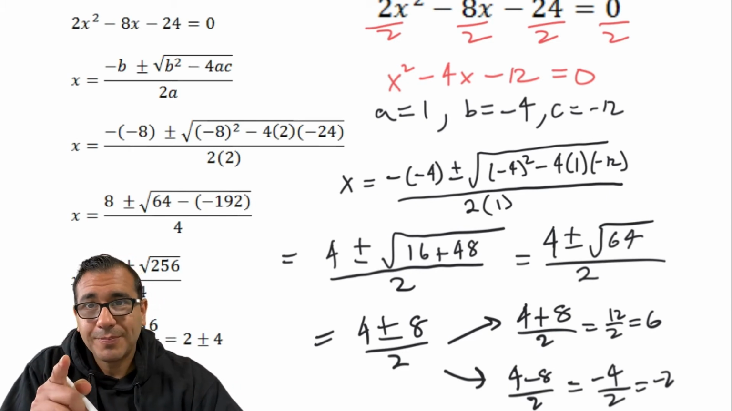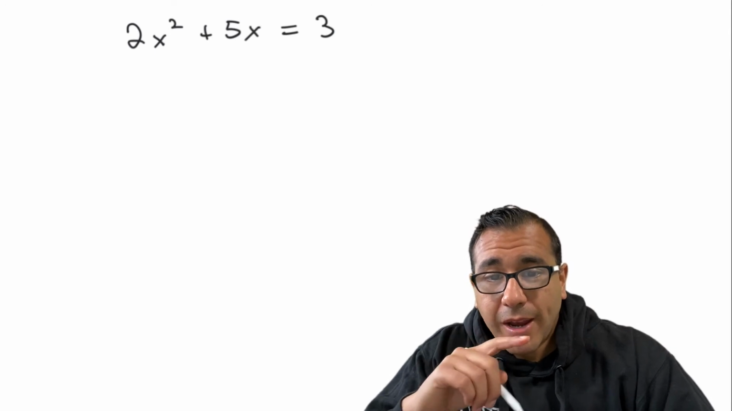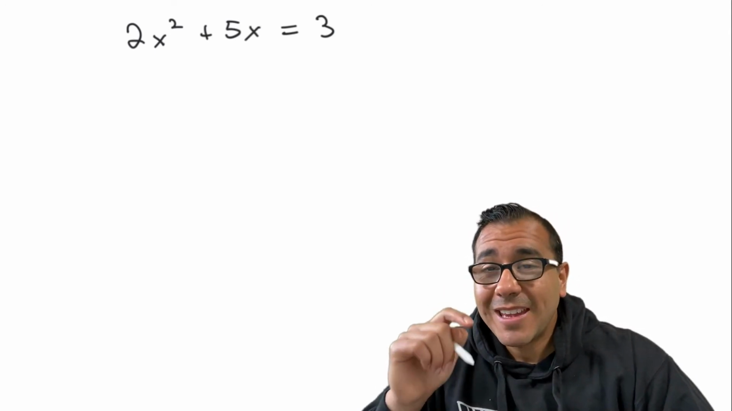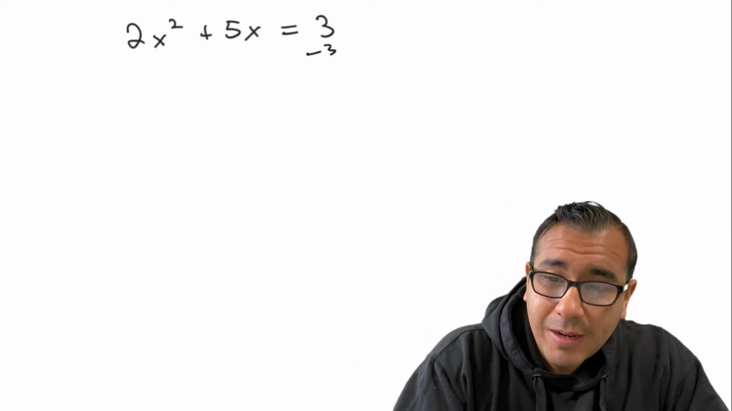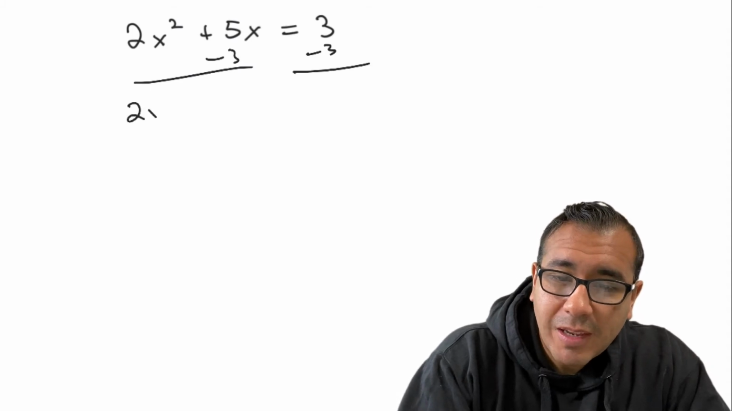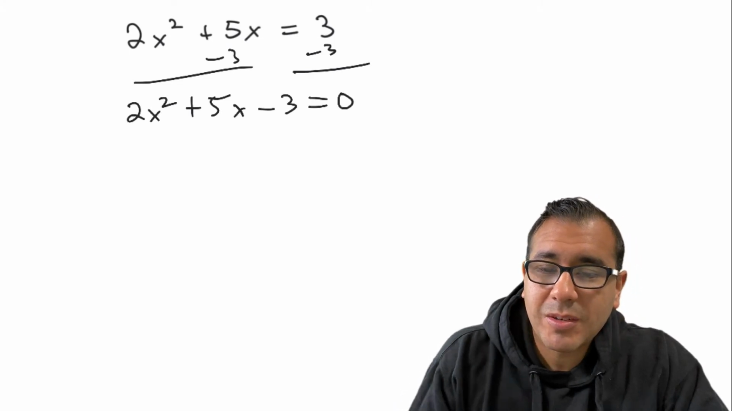You ready? All right, so when we look at this quadratic, hopefully you notice it's not equal to 0. So let's make sure we do that first. Let's go ahead and subtract 3 from both sides. So you get 2x squared plus 5x minus 3 equals 0.